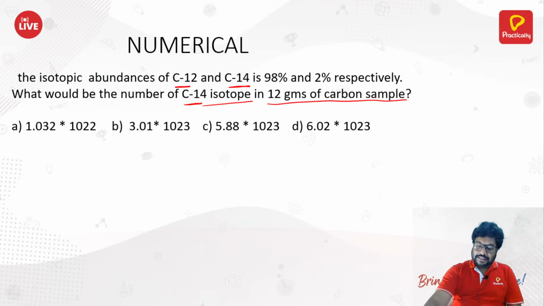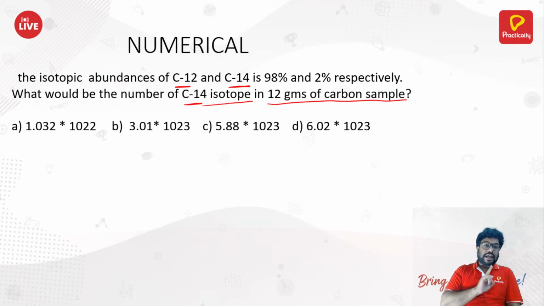Now, suppose there is no mention of this isotope thing, and I tell you that you have a 12 gram carbon sample. What would be the number of carbon atoms in that? What would you do? You know the atomic mass of carbon is 12. I have given you 12 grams only. You will divide 12 by 12, you will get 1. So 1 mole of carbon would obviously have an Avogadro number of carbon atoms, which is equal to 6.02 into 10 raised to 23, right?